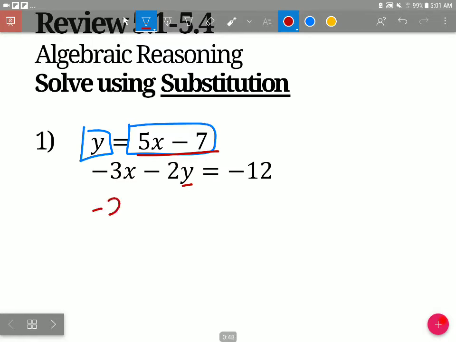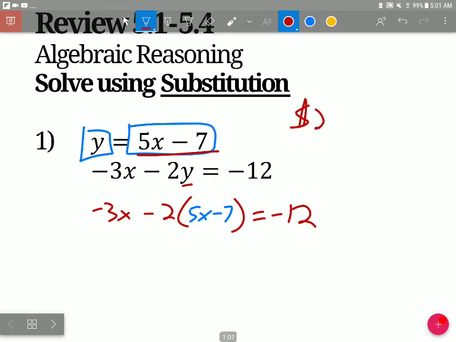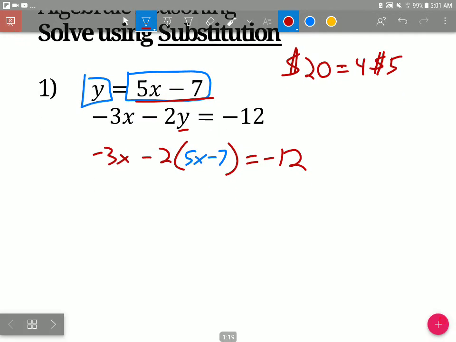So negative 3x minus 2 in parentheses, and then instead of the y, minus 5x minus 7 equals negative 12. Okay, so remember, it's like swapping out a $20 for $5 bills. Okay, same idea. You remove one and you put in the other, and from here you just distribute and solve and all that good stuff. So start distributing.